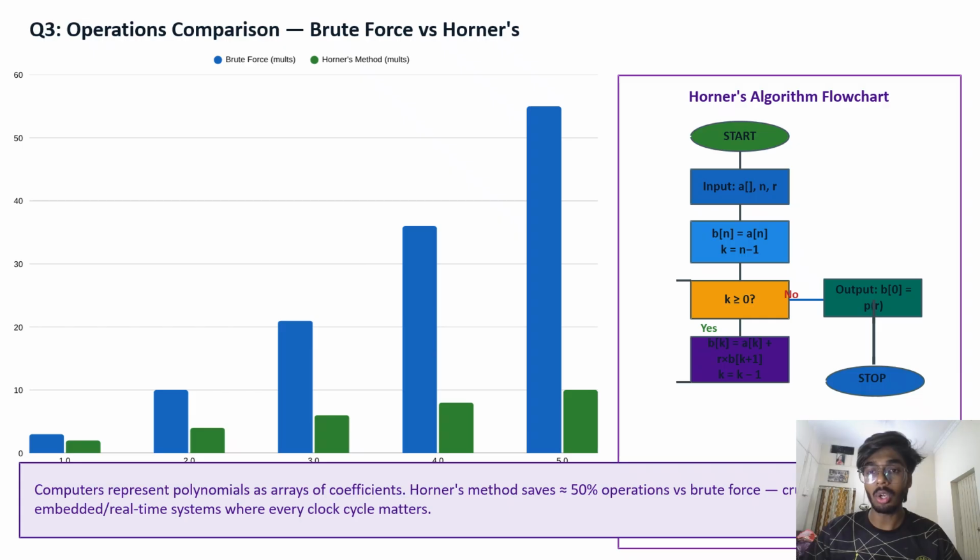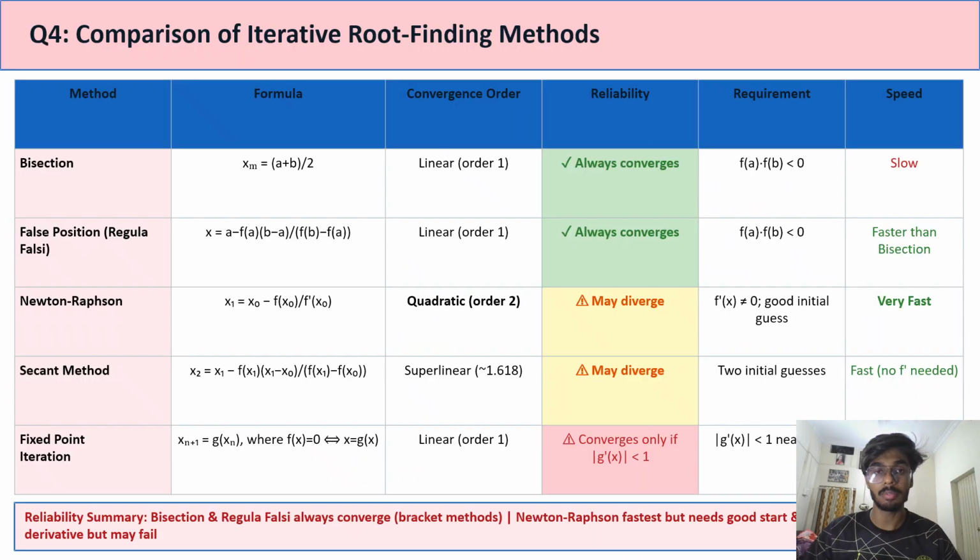This is the comparison between the brute force and Horner's method at every point of the values. We have the flowchart for Horner's algorithm, in which we take the input array, n the number of equations, and the remainder. We will initialize b of n equal to a of n and k equal to n minus 1. If k equals 0, we stop; otherwise we continue, and finally we give the output and stop the algorithm. This is 50% more efficient compared to the brute force method.